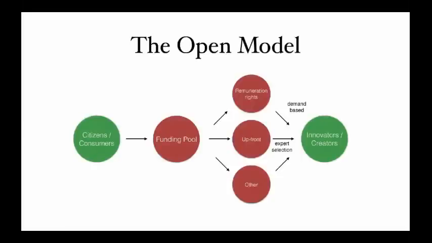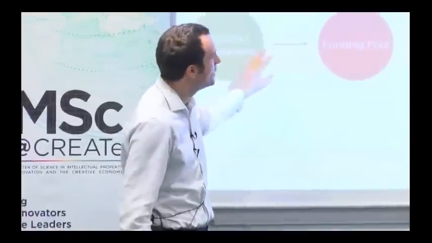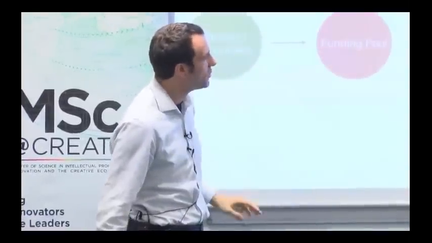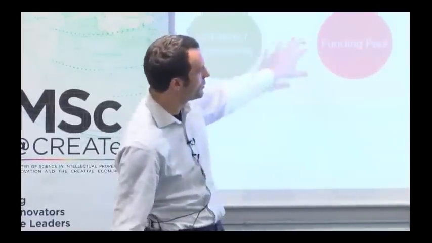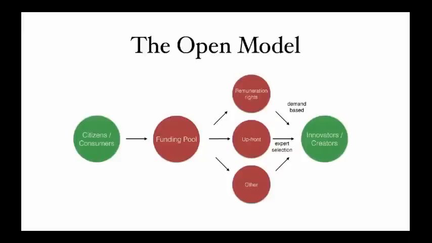And they might be saying stuff like, are you suggesting that the government should decide what pop music gets created? Are you crazy? I don't want to listen to hits from the 50s again and again, or whatever it is that the bureaucrats would decide on. So this is the basic open model. Money goes into a funding pool, gets allocated to innovators and creators, and we get new information. And we've been doing this for a long time.